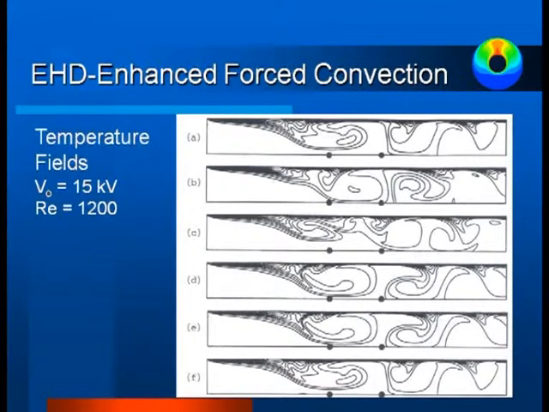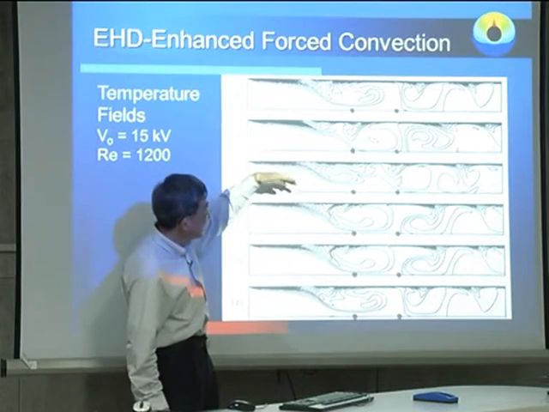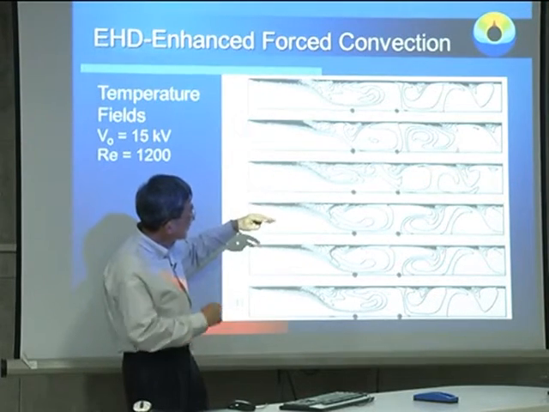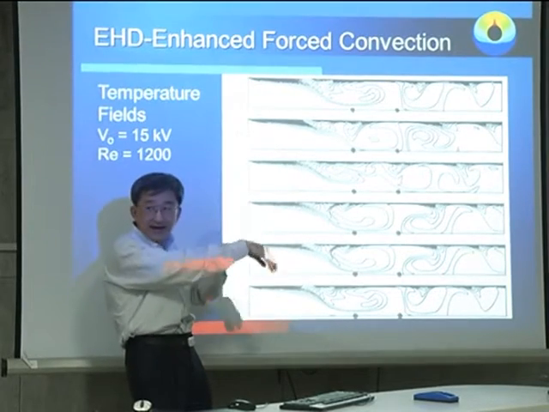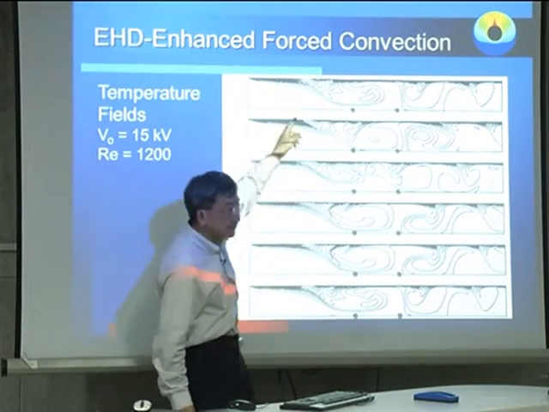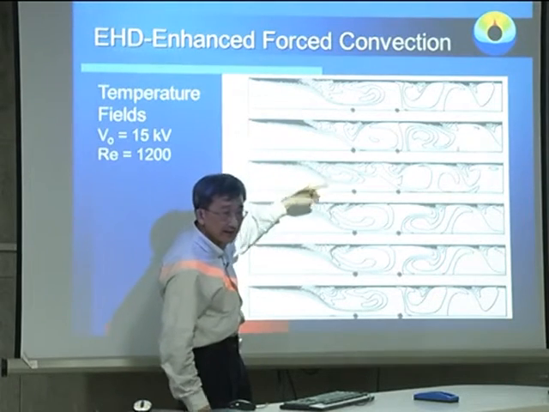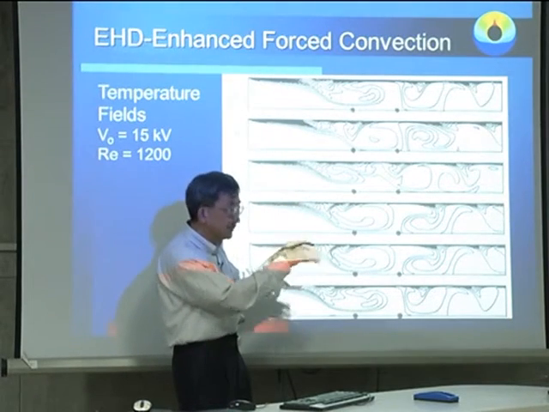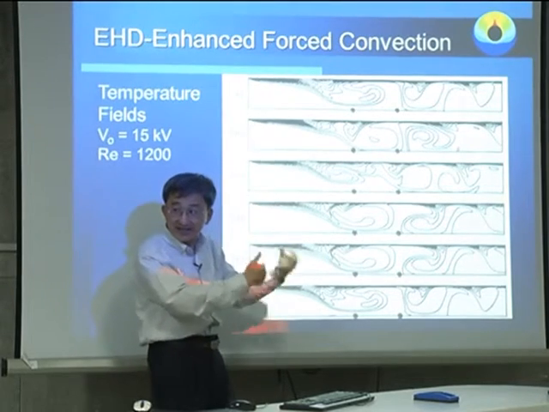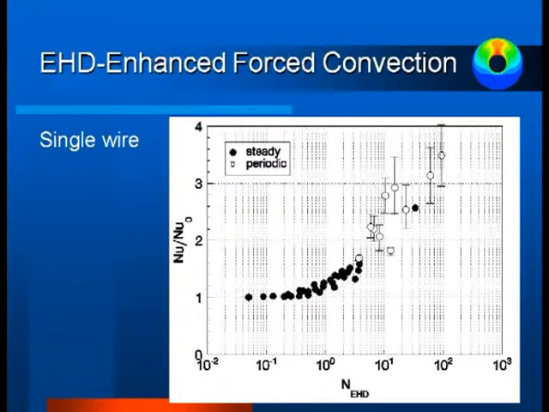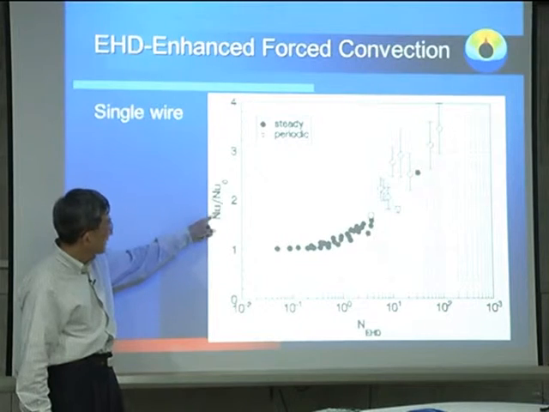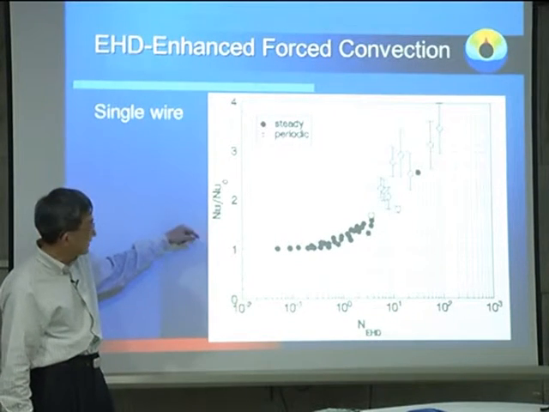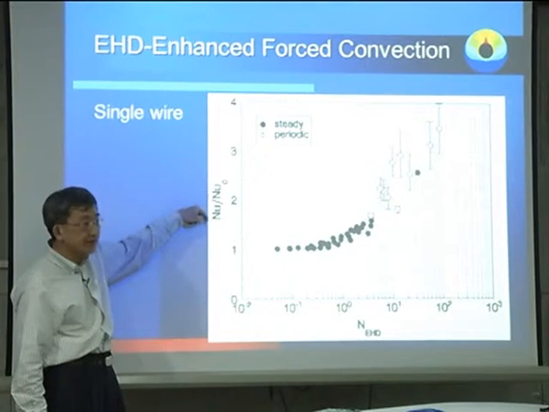If you look at the temperature field, you can see the reason for this EHD enhancement: because of the electrical field, you create wave-like disturbance to the thermal boundary layer. Because of the electrical field and the oscillation, it increases mixing, and so the heat transfer is increased. Now if we plot this as a function of the Nusselt number, in order to evaluate the enhancement, I use the ratio of the Nusselt number.